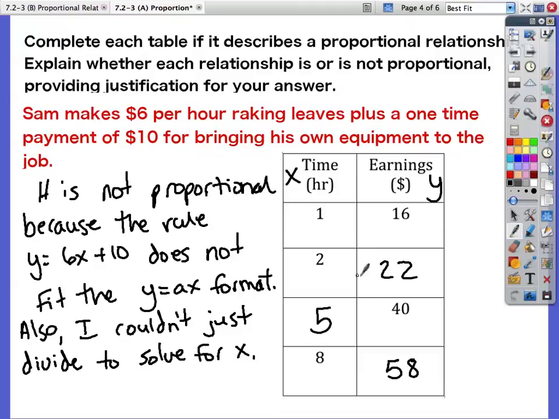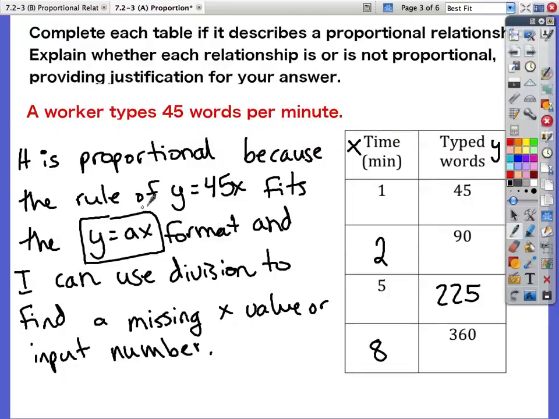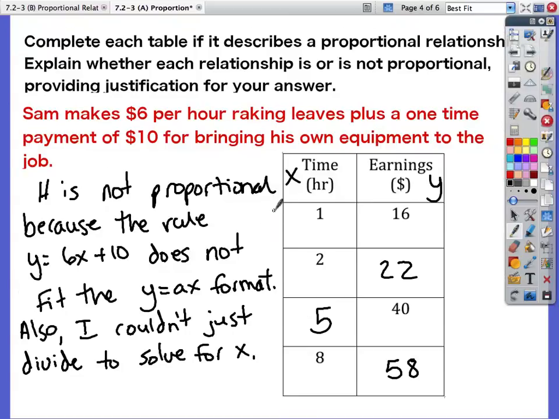Remember when they gave us this 40 and we had to figure out what x was? I had to subtract 10 from both sides and then divide. That necessity, the reason I had to subtract 10 from both sides, is because the relationship wasn't proportional, because there was an addition of something on top of this y equals ax. Remember back here in this example, it was proportional because it did fit the y equals ax format, and I could just use division to solve for x. In this example, it didn't fit the format, and I couldn't just use division. It was harder for me to go from my y to my x value, to work it backwards.